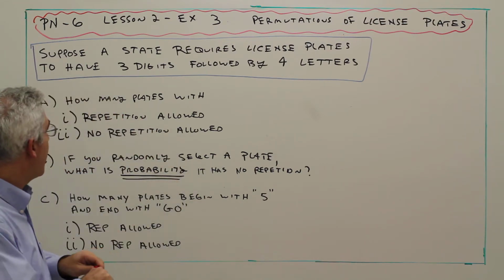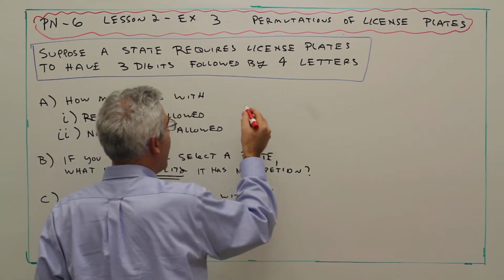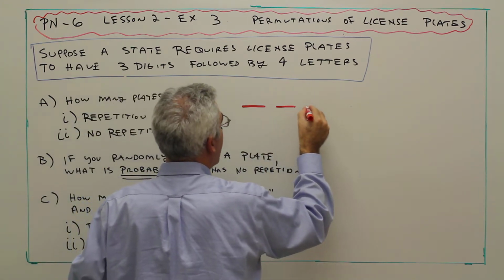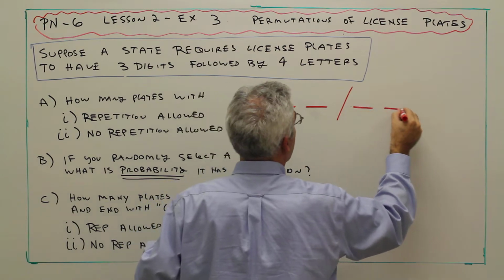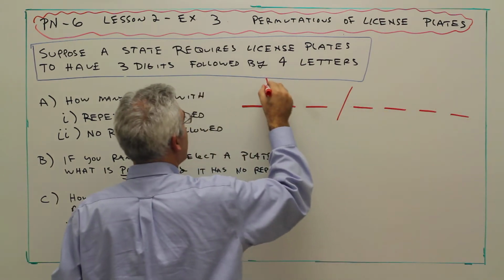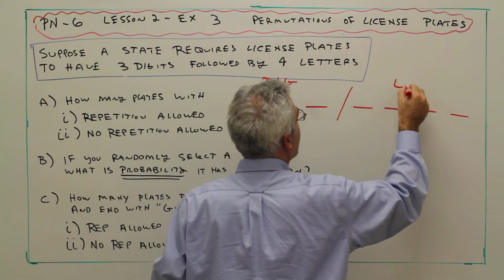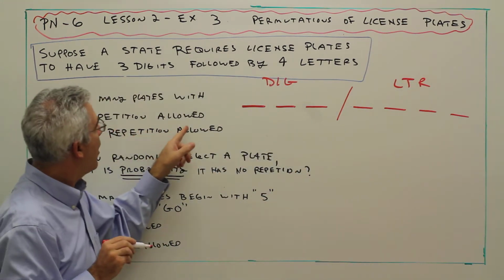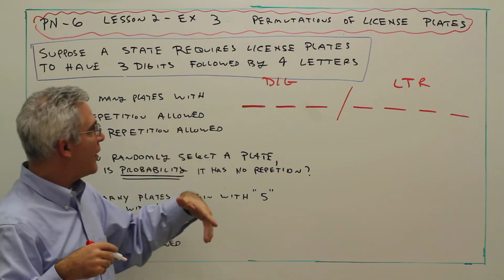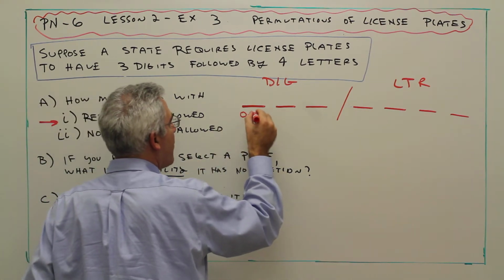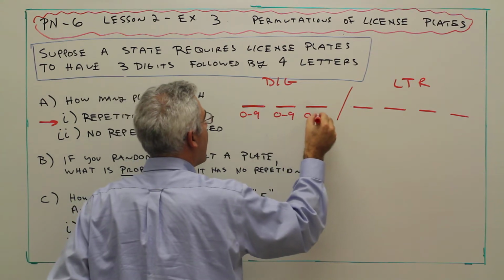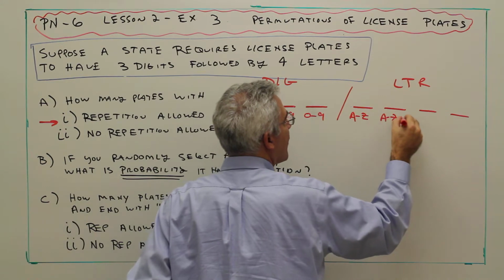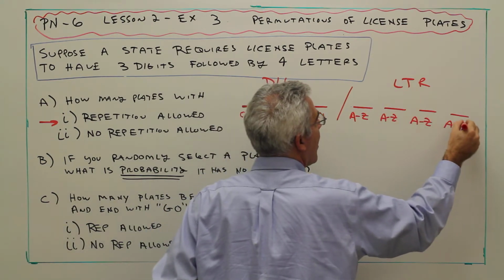So we'll do the first one here. I'm a visual person, so I like to slot it up. So 3 digits, I'm gonna make 3 blanks. So these are the digits, and these are the letters. Okay, and we're doing this first example here. All right. With repetition allowed, well, this could be anybody from 0 through 9, 0 through 9, 0 through 9. This could be anybody from A to Z, A to Z, A to Z, A to Z.